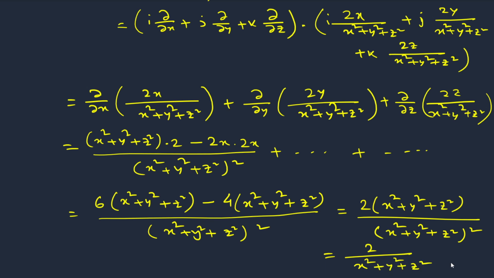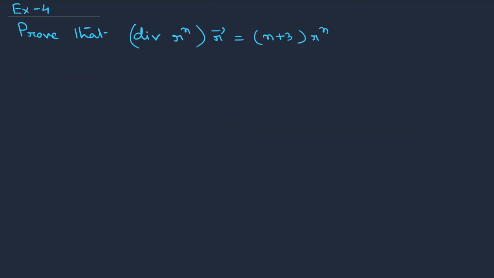So the problem is a little bit lengthy, but it's very simple. Okay, now let us see this fourth problem. What to find? Divergence of r to the power n times r bar, and the value will be n plus 3 into r to the power n. Okay, so let us suppose that our r bar is like this: x i cap plus y j cap plus z k cap.